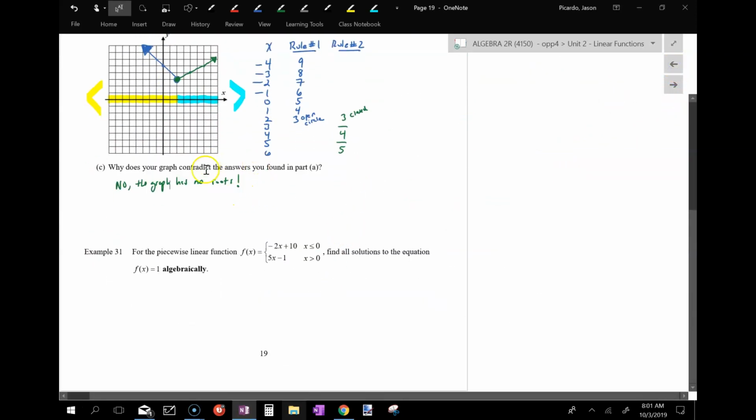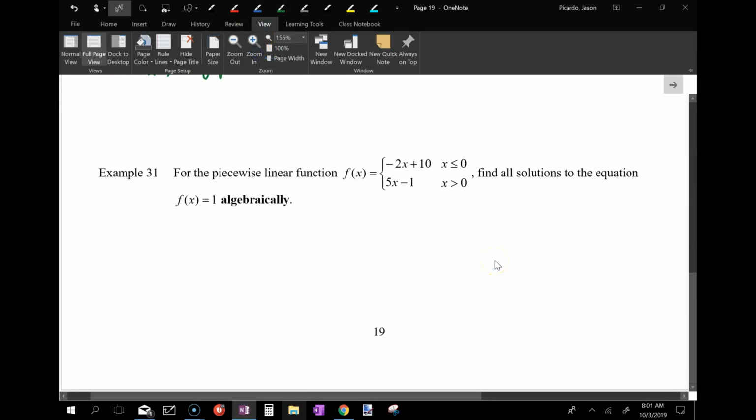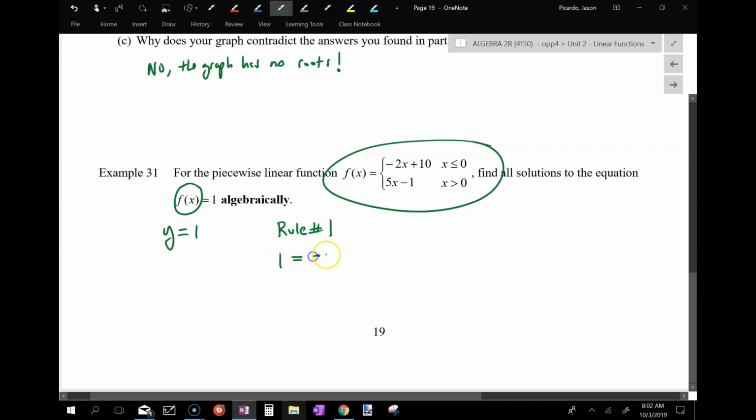All right, I guess we got another piece down here. It says, for this piecewise function, find all solutions where f of x equals 1. What is f of x the same as? So where y equals 1, right? So basically, I'm asking, does this equation have any areas where y equals 1? So y would be the same as f of x. So rule number 1 is 1 equals negative 2x plus 10. Rule number 2 is 1 equals 5x minus 1.